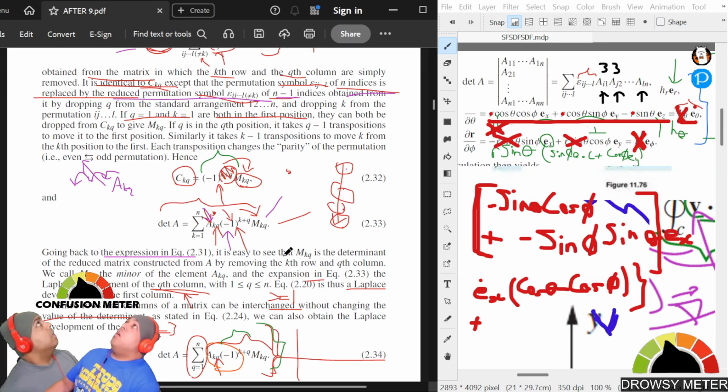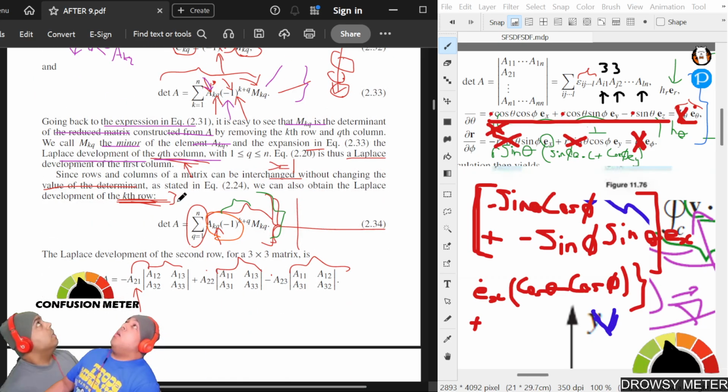Going back, it is easy to see that the minor is the determinant of the reduced matrix constructed from A by removing the kth row and qth column. We call it the minor of the element, and the expansion here is the Laplace development of the qth column, with q between 1 and n. Equation 2.2 is the Laplace development of the first column. Since rows and columns of the matrix can be interchanged without changing the value of the determinant, we can obtain the Laplace development of the kth row as well. You can take the Laplace development of the row or the column.